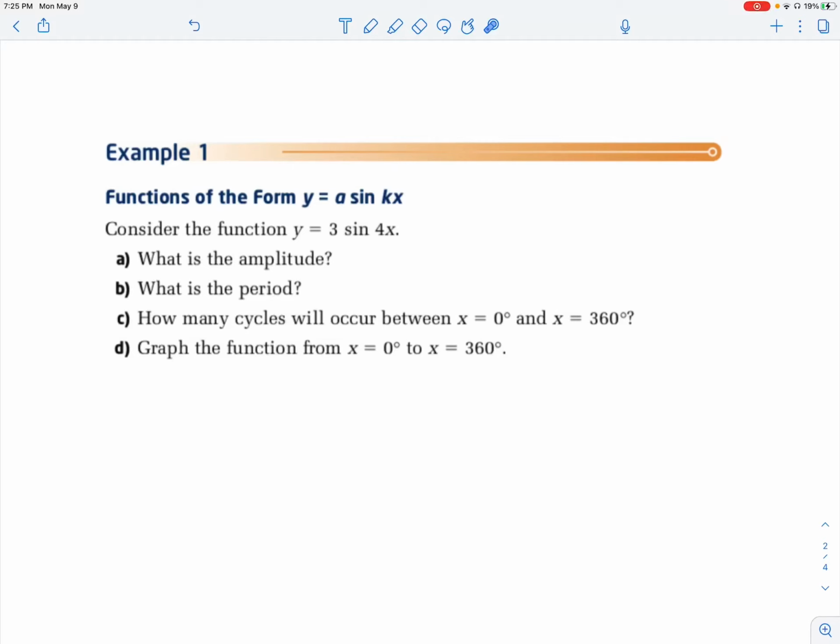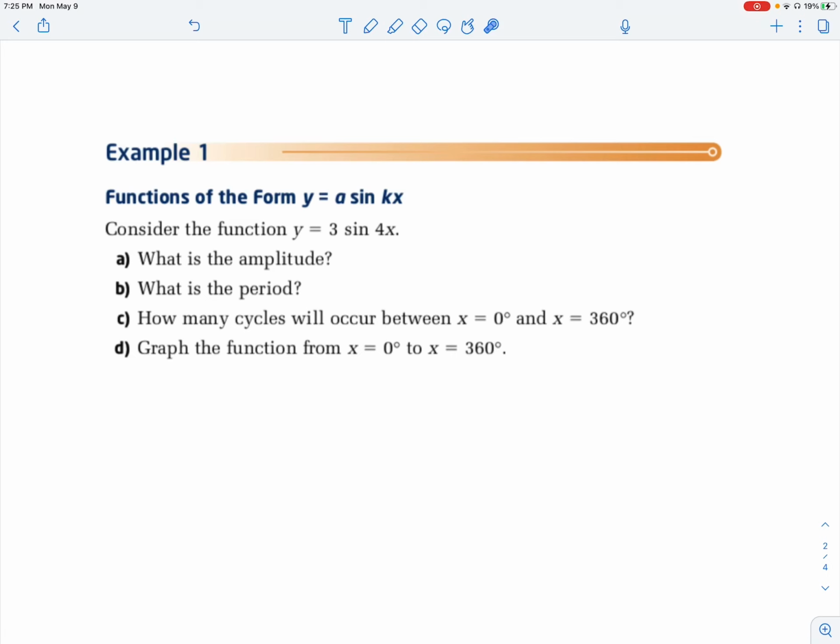Hi, welcome back to our first example for 5.3. In this example, we are going to look at a function in the form y equals a sine kx. So a is a parameter that changes the amplitude, and k is a parameter that changes the period.